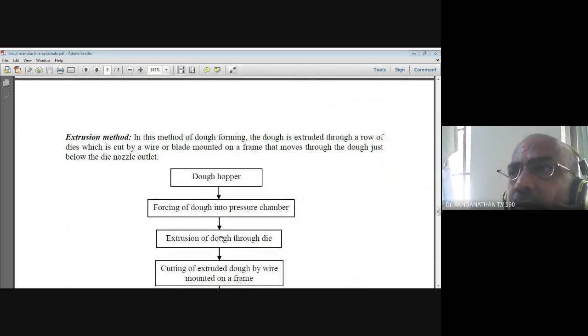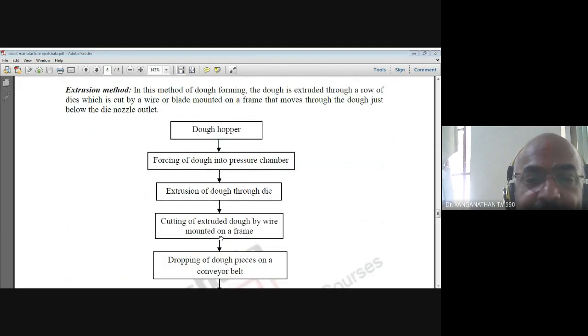Extrusion, I've already told. The examples are something like your Dark Fantasy, whatever the center fill that you have, etc.